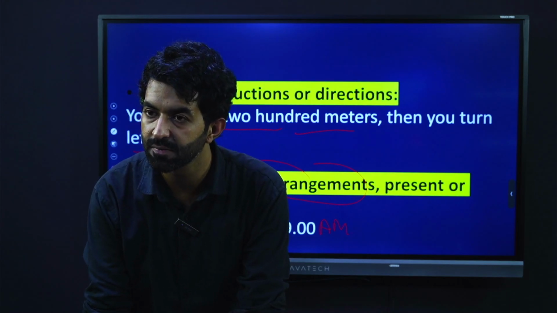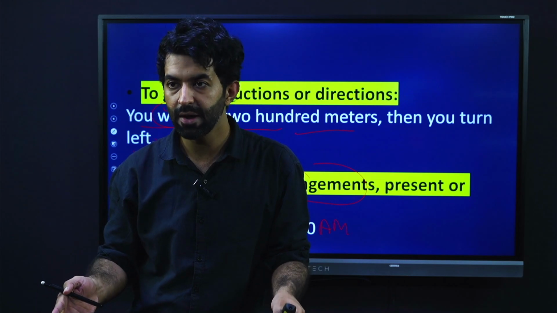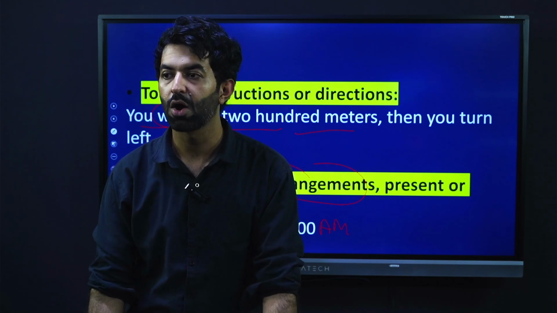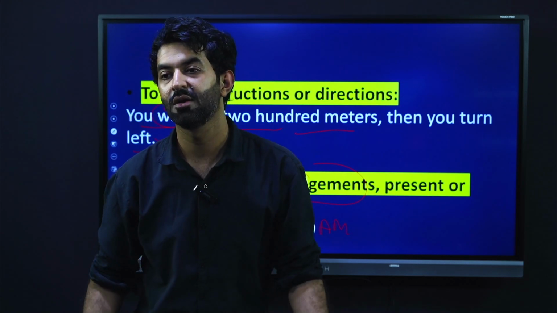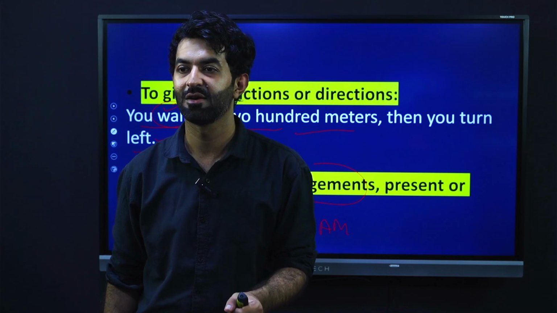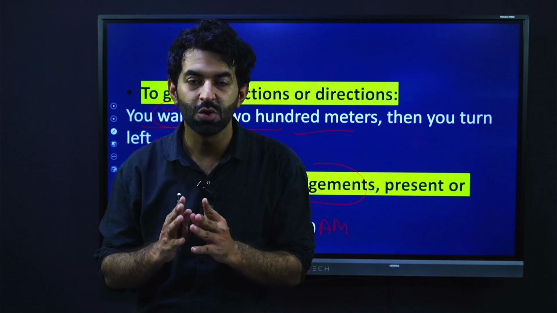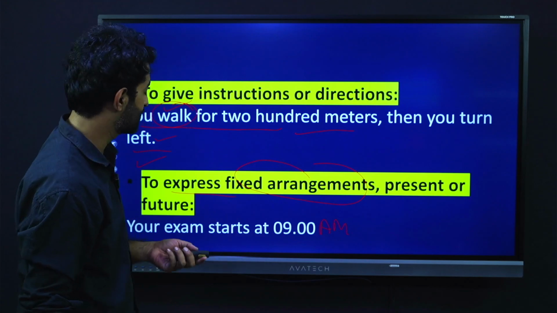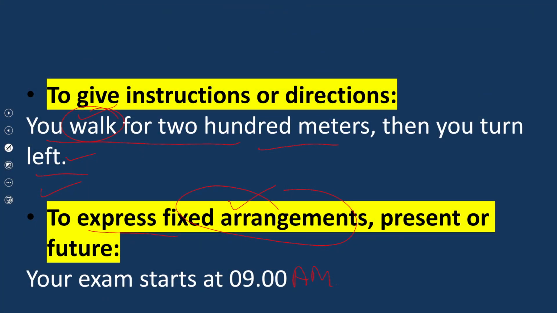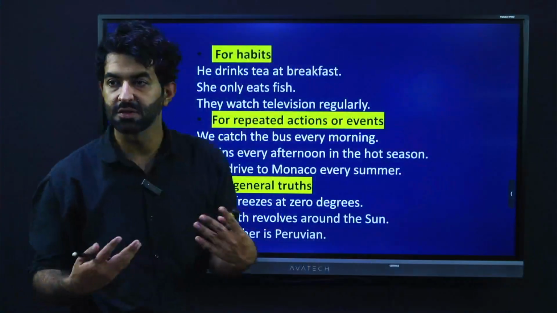starts at 9. For example, अभी 8:30 टाइम है सुबह का और आपका पेपर आधे घंटे में स्टार्ट होने वाला है. The teacher can say your exam starts at 9, not your exam will start. You can simply say your exam starts at 9. So it is very much understood. तो ये फिक्स्ड अरेंजमेंट प्रेजेंट और फ्यूचर के लिए we use this for showing habits.